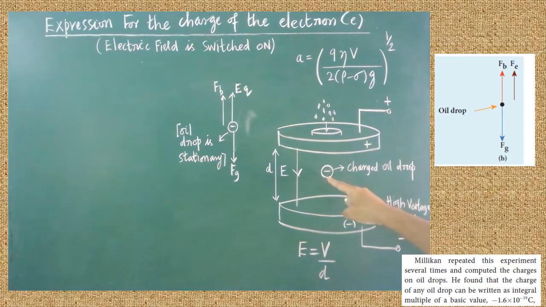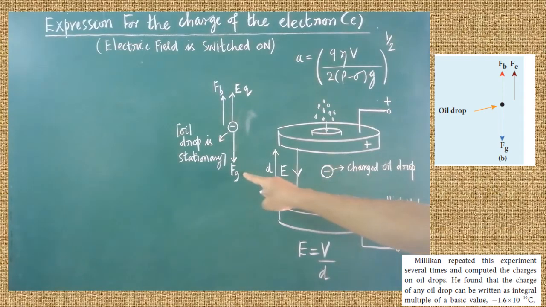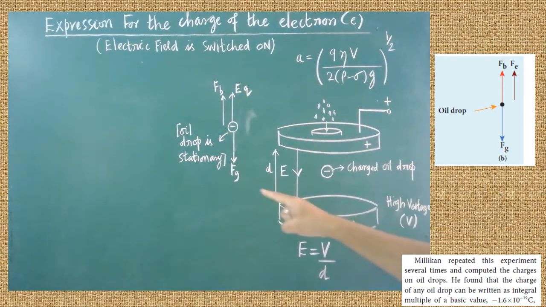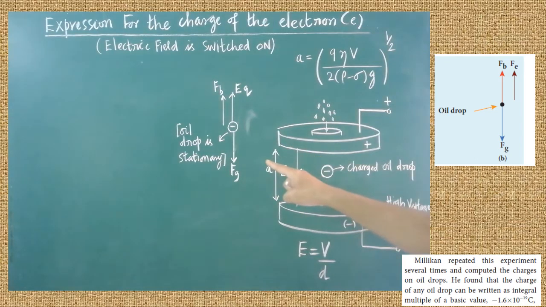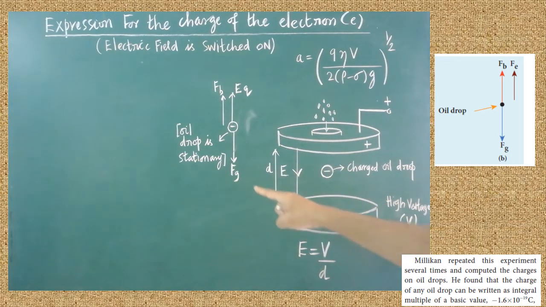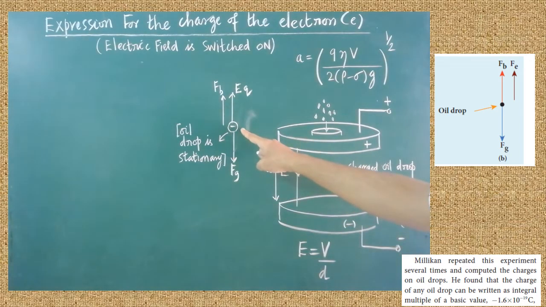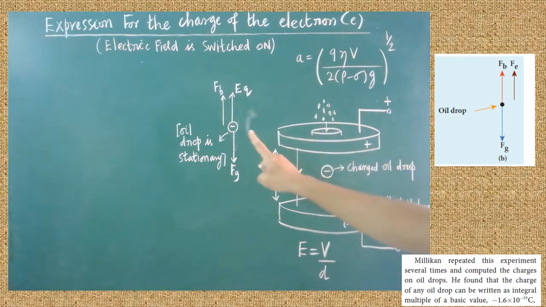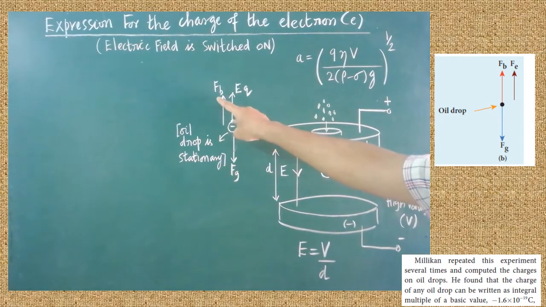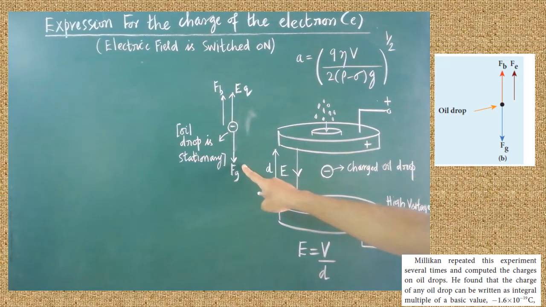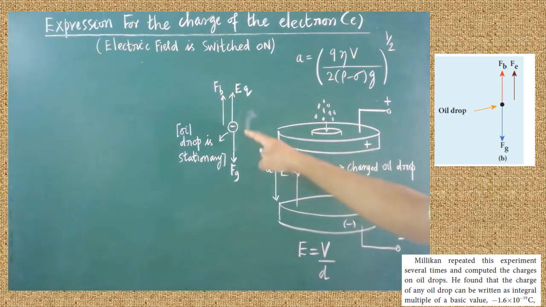Here the drop is already experiencing the gravitational force. Here I have drawn the free body diagram. With the help of the free body diagram, we can write the successive equations. Here the oil drop is experiencing a downward gravitational force. When it is descending, there will be an upward force, upthrust, offered by the air. So FB is nothing but upthrust, and Fg is the gravitational force acting on the oil drop.